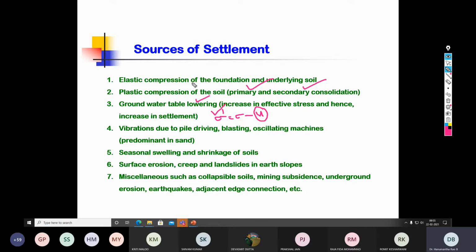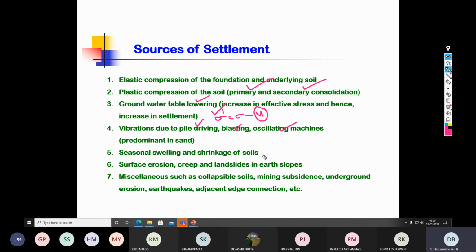There are secondary causes also. For example, the building was already built, but adjacent to it some construction activity is going on in the form of pile driving or blasting or oscillating machines, and so on. Depending upon the soil type again, such secondary actions might accentuate the settlement and could become one of the sources for the settlement.